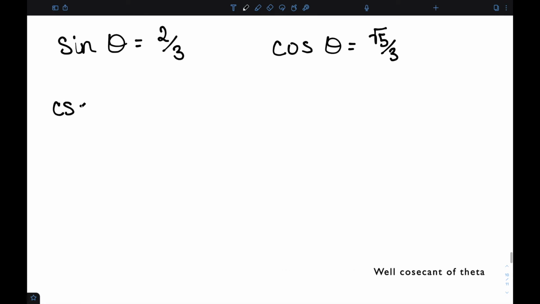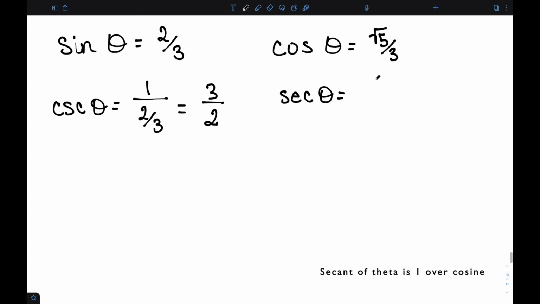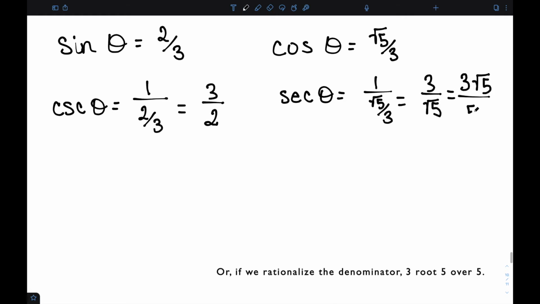Well, cosecant of theta is 1 over sine, or 3 over 2, since it just flips the fraction over. Secant of theta is 1 over cosine, which is 3 divided by the square root of 5, or if we rationalize the denominator, 3 root 5 over 5.